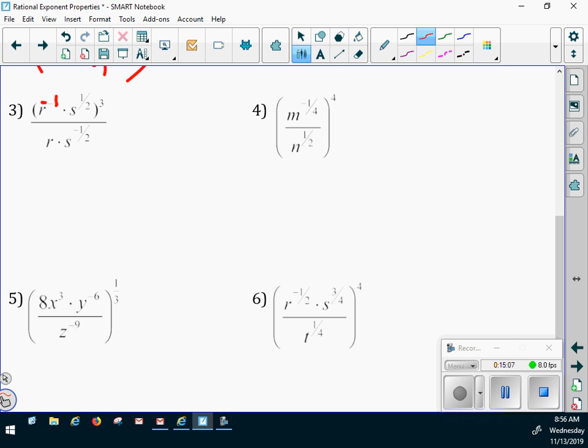Okay. Now, do you notice that there are r's in the top and the bottom? And do you notice there are s's in the top and the bottom? So we got to do something about that. But do we do that first? What do you think we got to deal with first?